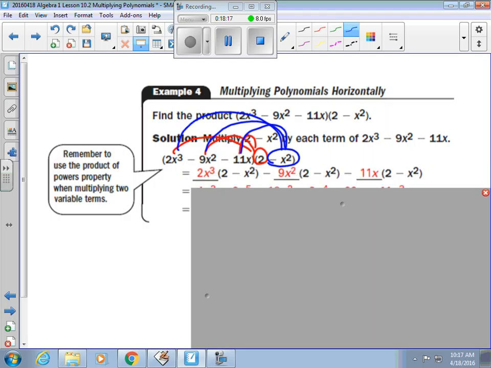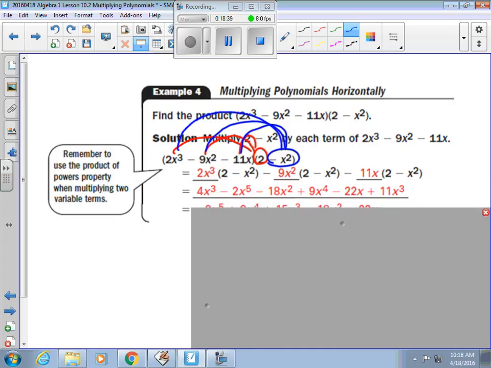So what we have here is everything that I just drew with the red and the blue, but it's all separated. 2x to the third times the binomial. They just did it the other way. Negative 9x squared times the binomial and negative 11x times the binomial. But it's the same thing that I have drawn with the arrows. Once you do that, you get 4x cubed minus 2x to the 5th minus 18x squared plus 9x to the 4th minus 22x plus 11x cubed.